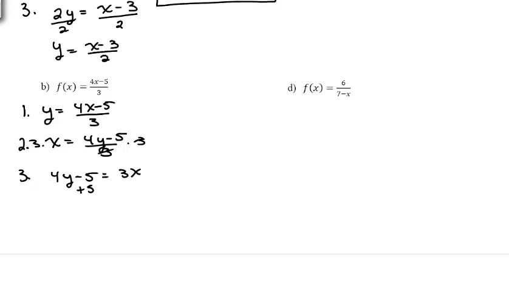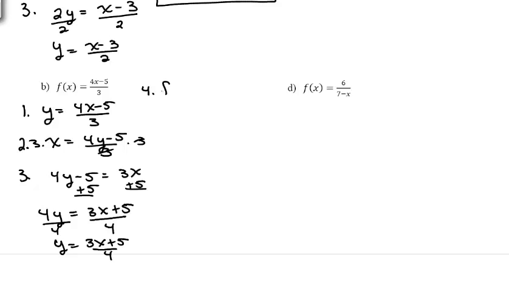Then we need to add the 5. That gives me 4y equals 3x plus 5. And the last step is to divide by 4. So we have y is equal to 3x plus 5 over 4. And then step 4 was just to use the inverse notation to write that.